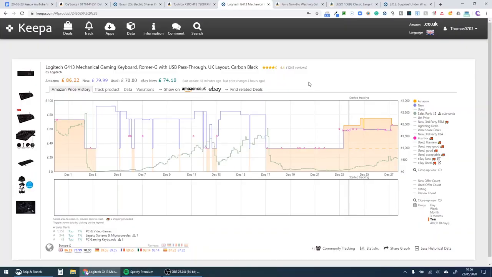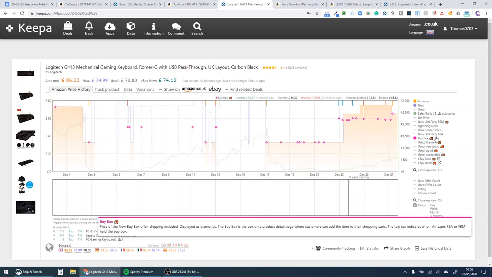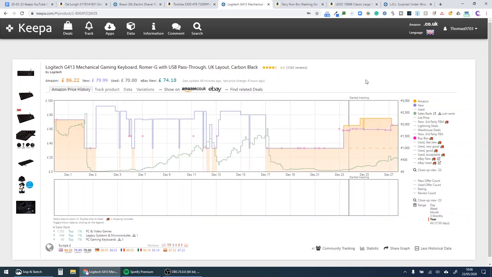Let's now have a look at this Logitech keyboard to see how I know Amazon is sharing this product. Right, so we've just loaded up the product, and I've trimmed the graph to certain dates, just to make this example a lot easier. What I'm looking at right now is the graph as normal. I haven't got the new off account on; I don't really need it right now. It's not really relevant to the example.